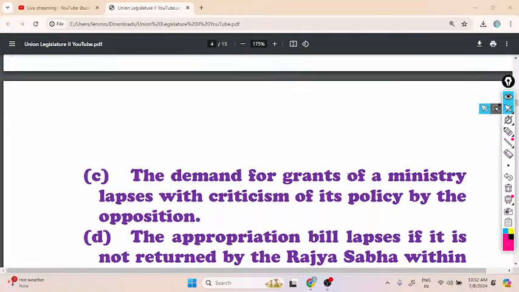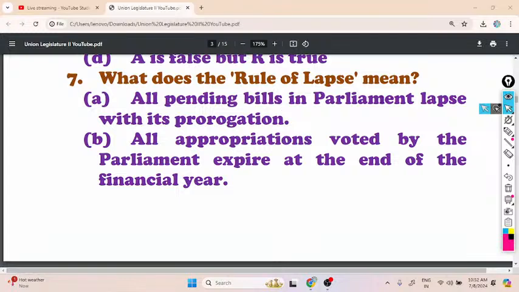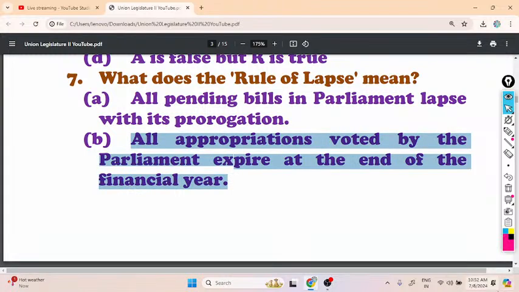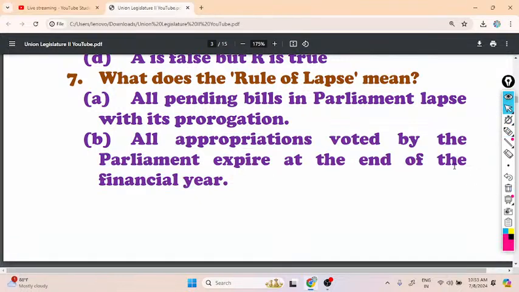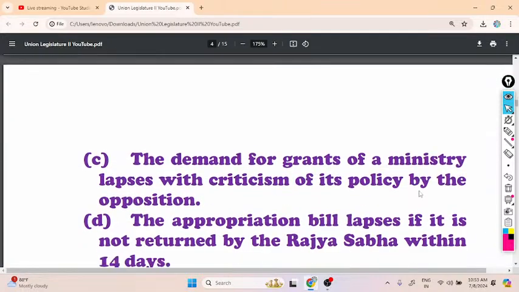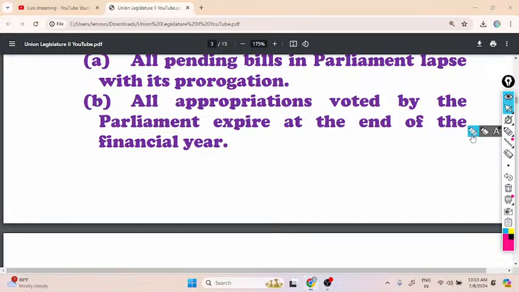It is a parliamentary tradition. So, do all pending bills in Parliament lapse with prorogation? No, all appropriations voted by Parliament expire at the end of the financial year. That is correct. Appropriation means sanction of money. Sanction of money from where? From the Consolidated Fund of India. So option B is correct.